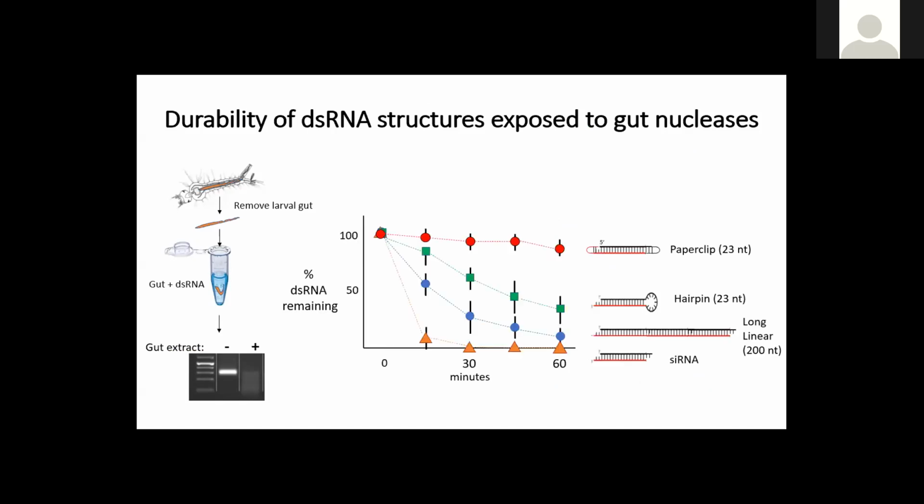What we can see here is that the short interfering RNAs and the long double-stranded RNAs are showing basically quick degradation over a 60-minute time period. The hairpin RNAs are somewhat more robust, and the paperclip RNA, which is this closed structure on either end, is showing considerable resistance to these nucleases that are within the gut.